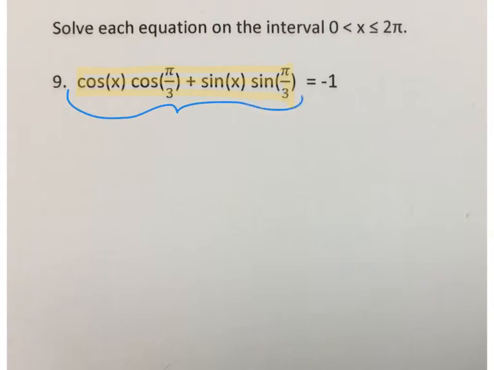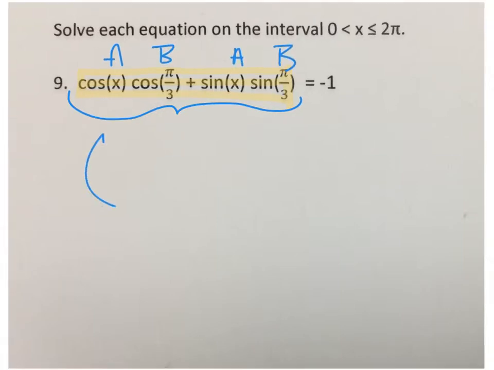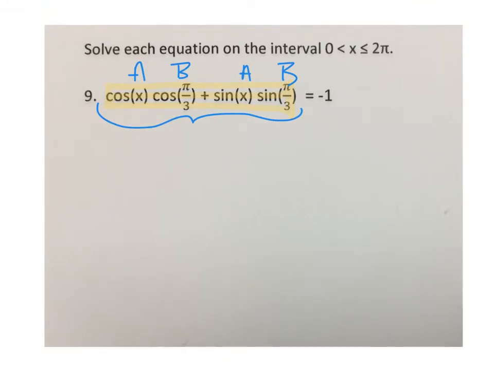Now, hopefully you have some of your sum and difference formulas handy, because if you do, maybe you recognize this as being a sum or difference formula for cosine. So this turns out to be, in fact, a sum formula, or rather difference formula, for your cosine of two angles.